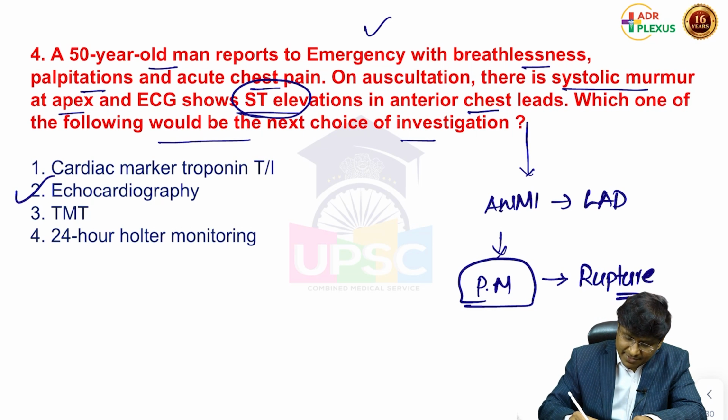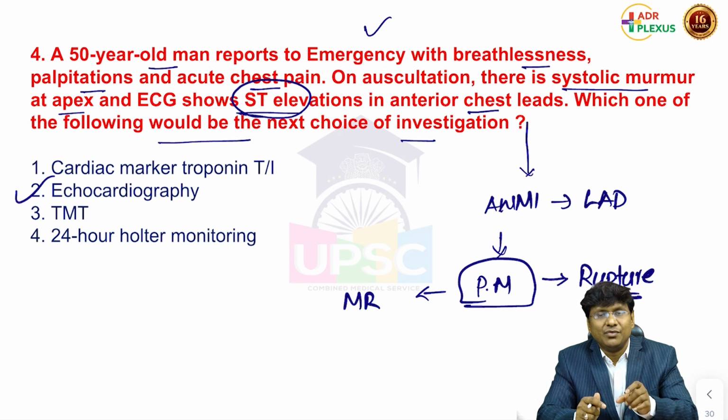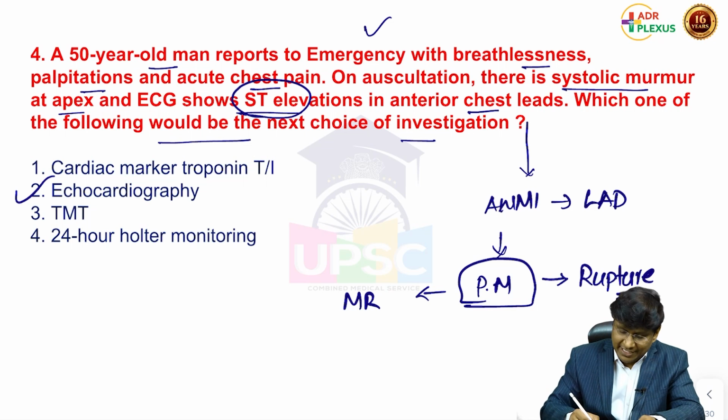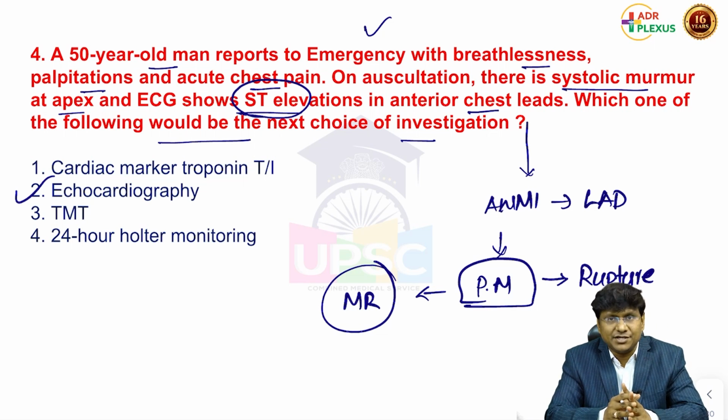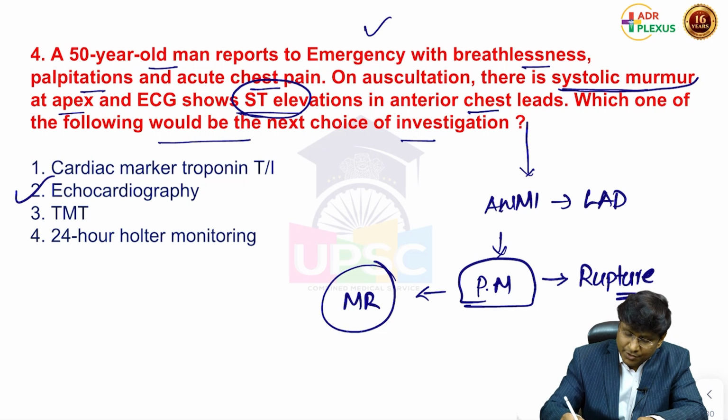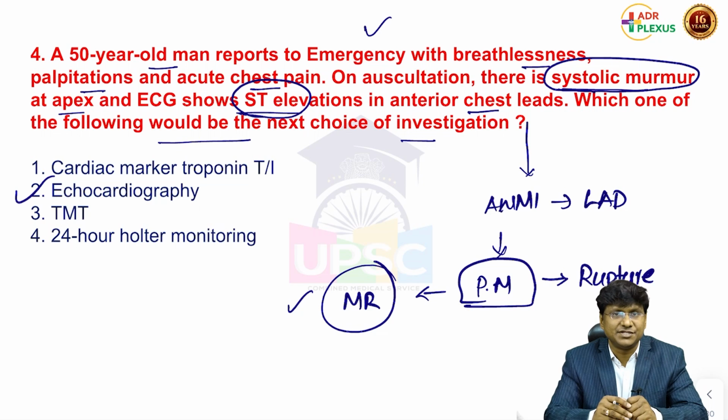Once the papillary muscle ruptures, the tension within the chordae tendineae is lost, and the individual will develop mitral valve prolapse, causing mitral regurgitation. So basically this is one of the complications of the MI, right? Now, what is the systolic murmur due to? The systolic murmur at the apex is mainly because of the mitral regurgitation.